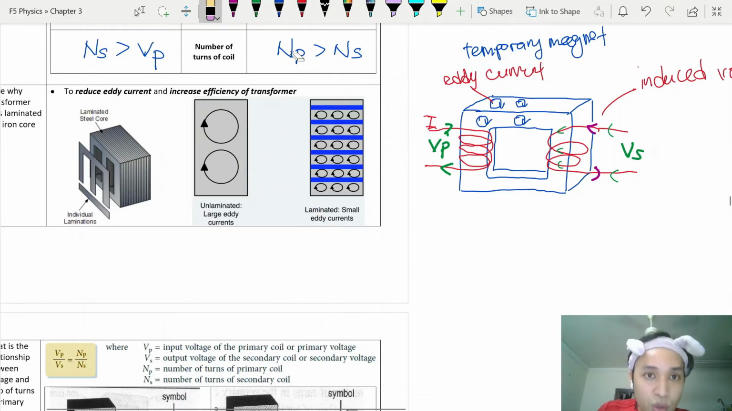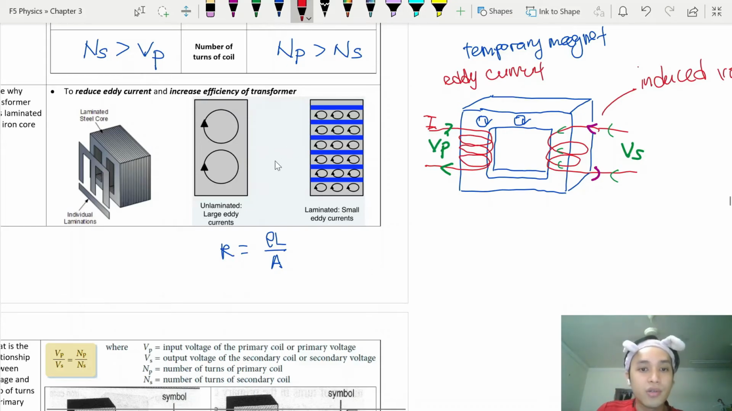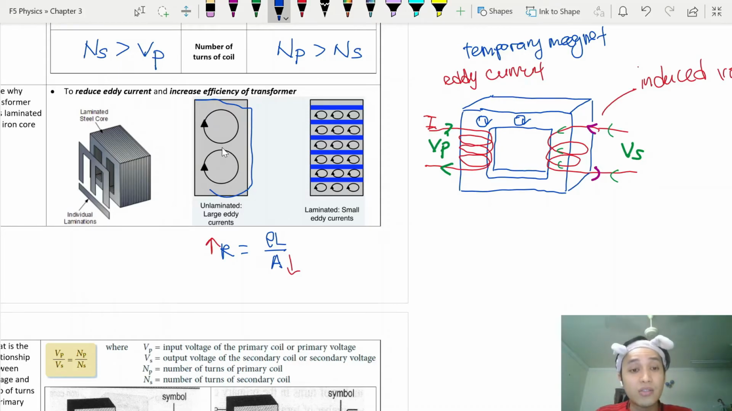Alright, so why we use laminated is so that we restrict the movement of the current. How do we restrict? It's based on the concept of your resistance. If you remember your resistivity formula, your resistance, this one. So the concept is like this. When the surface area is smaller, your resistance is higher. Now, without a laminated one, a whole block like this, this surface area is very big. So resistance is low. That's why the current can flow into the soft iron core.